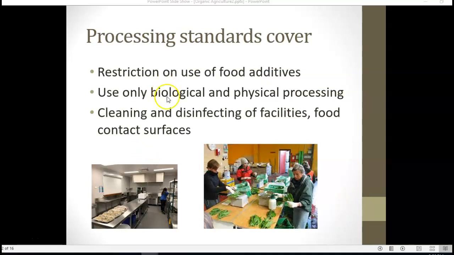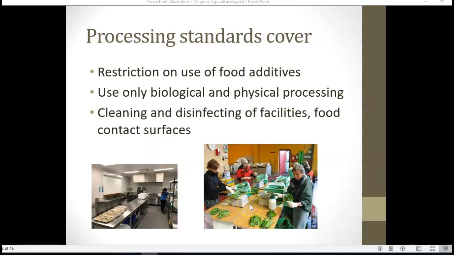The processing standards cover handling of materials, of food. And you're probably aware if you eat food that's highly processed, it's likely not to be as healthy for you. And that's really what organic is all about, is that the closer the food is to its natural state or even its raw state, generally the more healthy it's going to be for you. But you do have to, for example, wash produce.